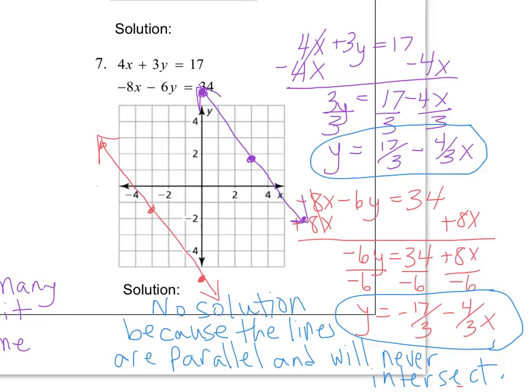Okay, so while you were going along and solving, hopefully at some point you were able to say, hey, you've got the exact same slope, -4/3 and -4/3, but different y-intercepts, different places to start. What that did was gave us parallel lines. They'll never intersect, so the answer is no solution.